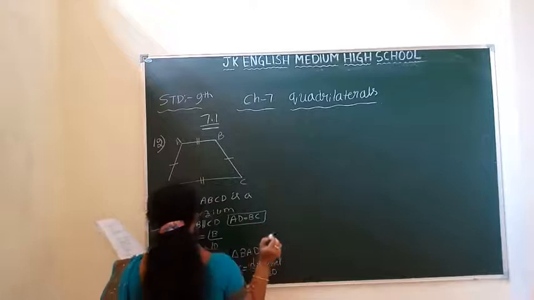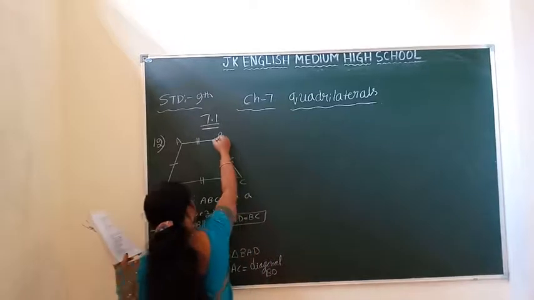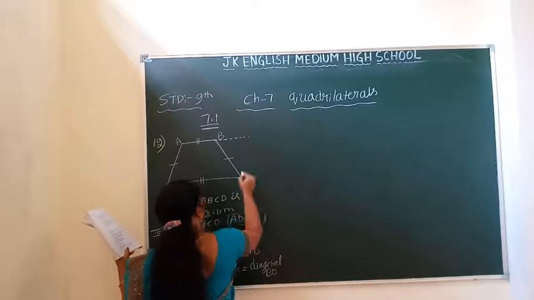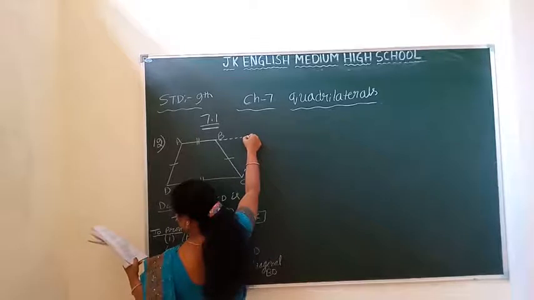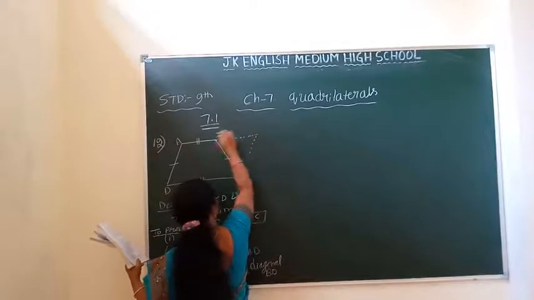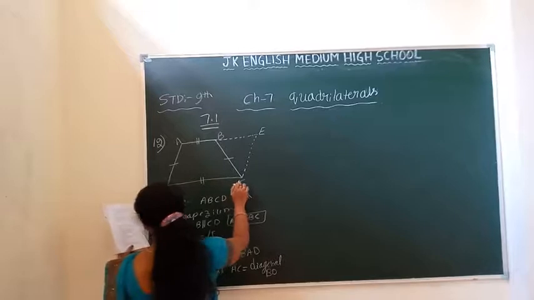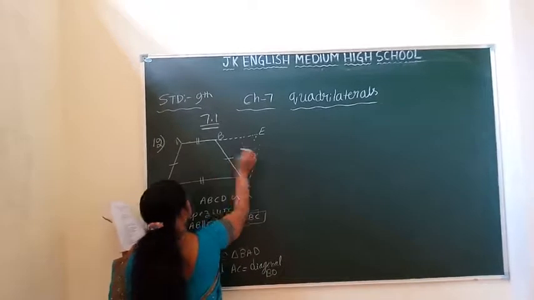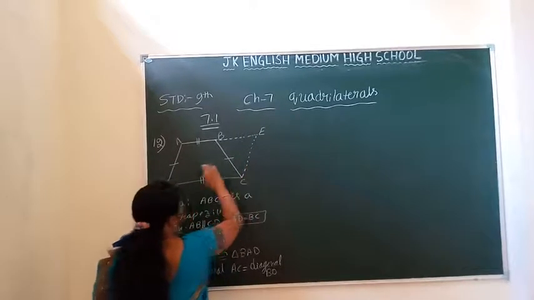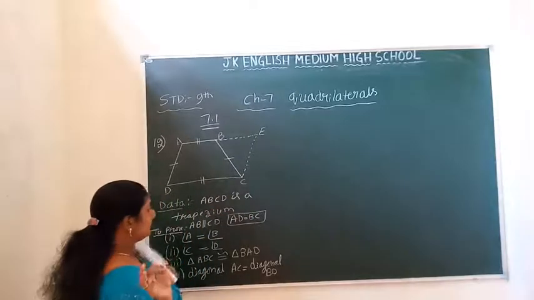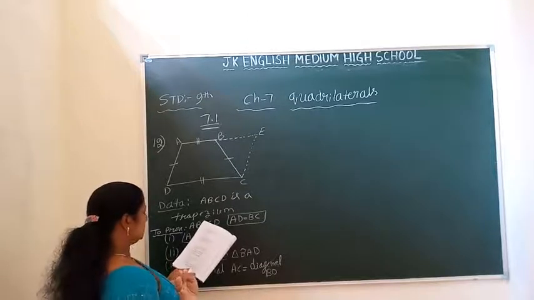For that, extend AB and draw a line through C parallel to DA. See, extend AB and draw parallel to AD, like this way. AB is produced to E, in such a manner, and the line through C should be parallel to DA. If these two are parallel, then in the quadrilateral one pair of opposite sides is equal and parallel, so it becomes a parallelogram.